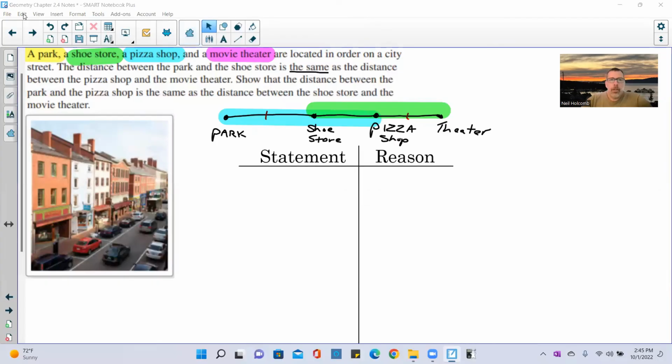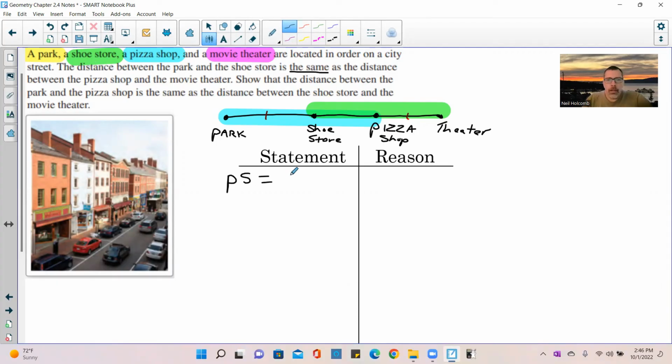Okay, so we were given two things, and you always start with your givens. So let me get my pen. It says the distance between the park and the shoe store, so let's call that PS. The length of PS is the same as the distance between the pizza shop and the movie theater.